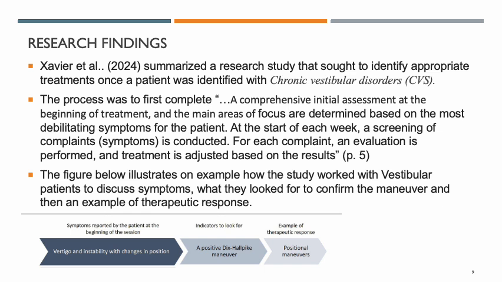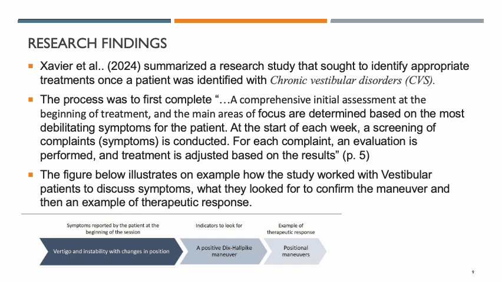In one of the research articles that I examined, this first one by Xavier summarized a research study that sought to identify appropriate treatments once a patient had been identified with chronic vestibular disorders. The process of this study was to first complete a comprehensive initial assessment at the beginning of treatment, and the main areas of focus are determined based on the most debilitating symptoms for that patient.